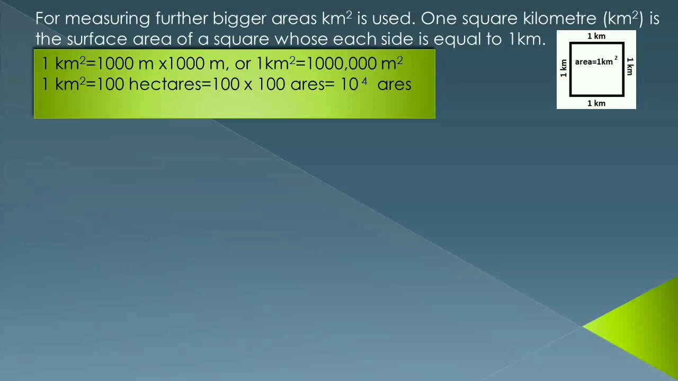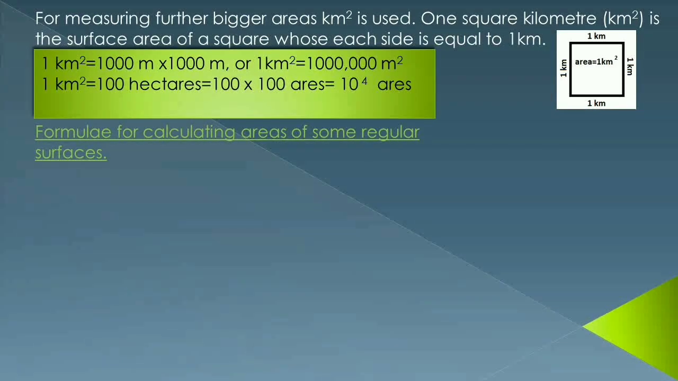In the same way we can change kilometer square to hectares, and it will be 100 hectares, and hectares to acres, that is 100 into 100 acres, that is 10 to the power 4. So 1 kilometer square is equal to 100 hectares, and 1 kilometer square is equal to 10 to the power 4 acres. These are all called conversions. You should know how to convert sub multiples into multiples and multiples into sub multiples by multiplying or dividing.